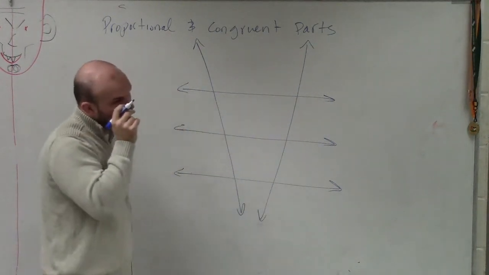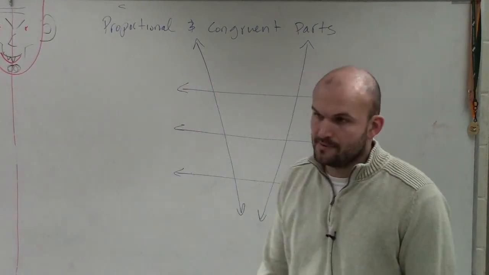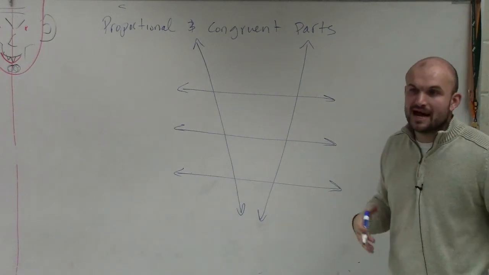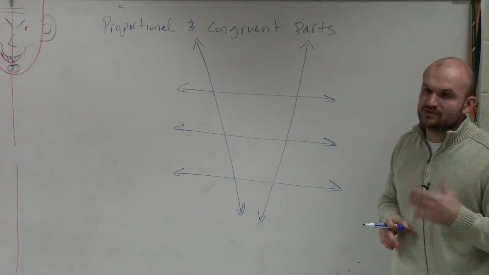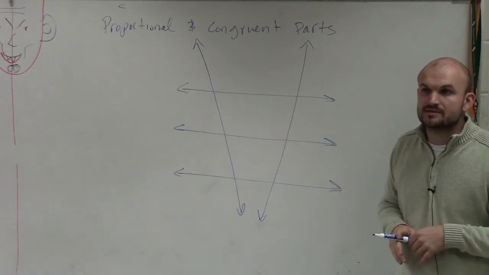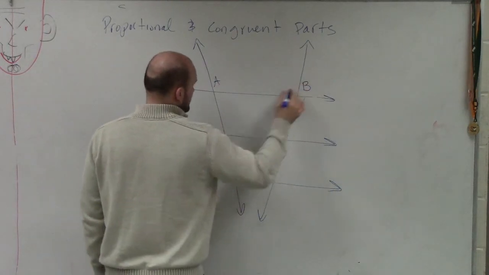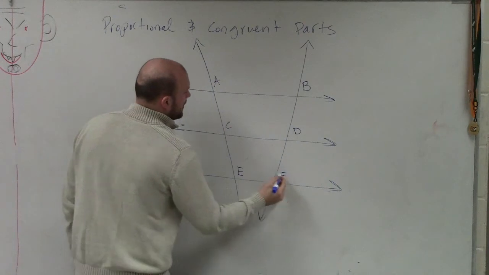And then, with our 3 parallel lines, let's pretend we have 2 transversals. OK? So we have 2 transversals. Now, where the transversal intersects the parallel lines, we're going to create some points. All right? So let's call this A, B, D, E, F.